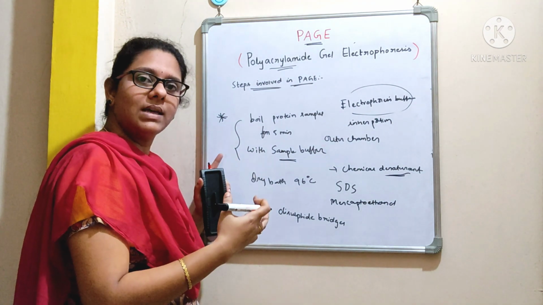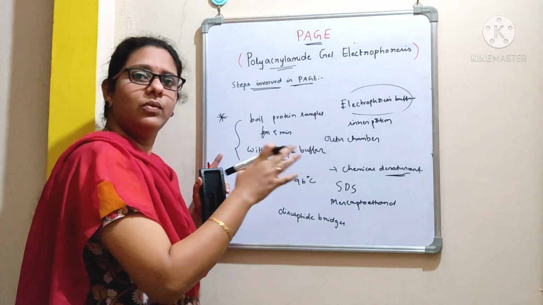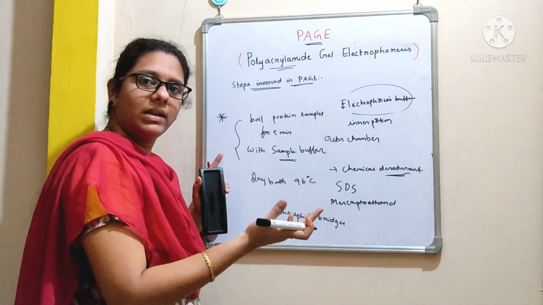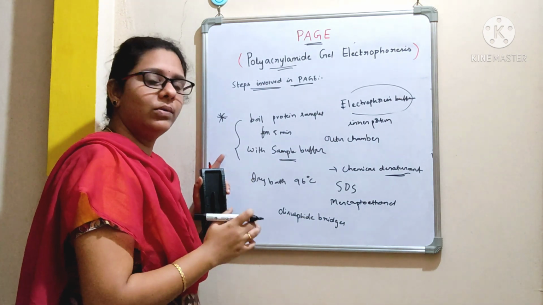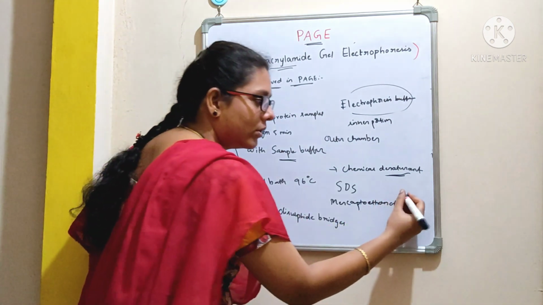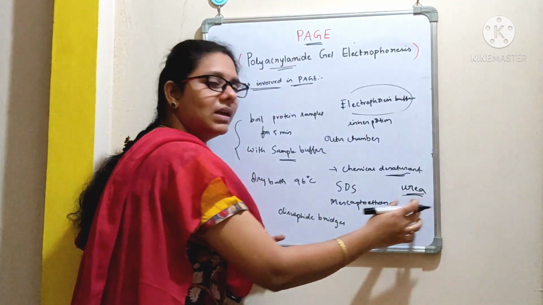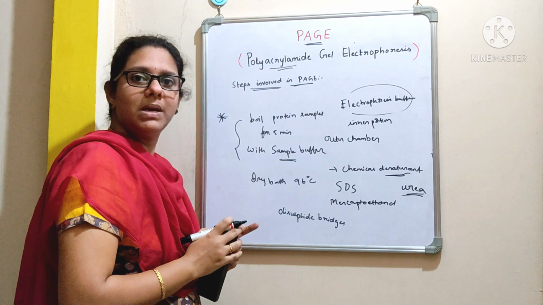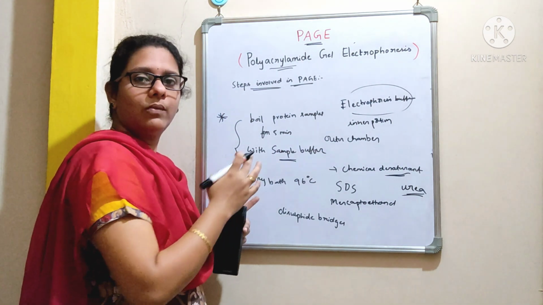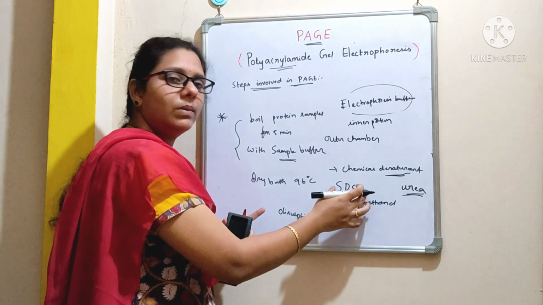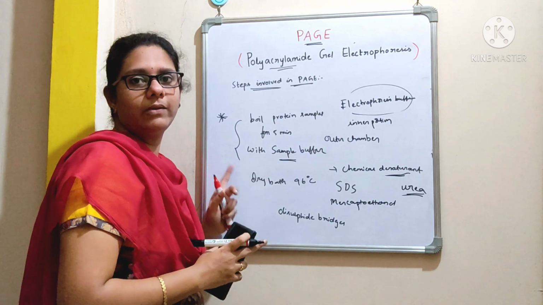Suppose, instead of a protein sample, you are working with a nucleic acid sample, and you want to separate a DNA sample using this polyacrylamide gel electrophoresis technique. Instead of sodium dodecyl sulfate, you can use urea, and this urea will break the hydrogen bonds between the base pairs in a DNA molecule. But here, as you are working with the protein sample, we use sodium dodecyl sulfate and beta mercaptoethanol for the denaturation of a protein.